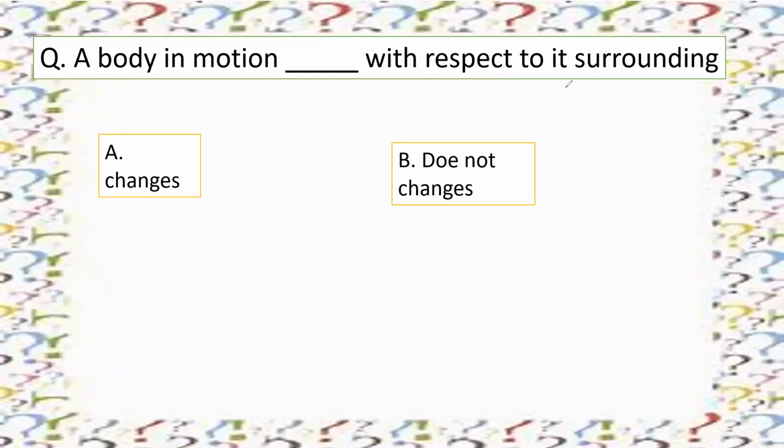5, 4, 3, 2, 1, and time's up. So the answer is option A. This is the correct answer. A body in motion changes with respect to its surroundings. Here, "changes" is the answer.